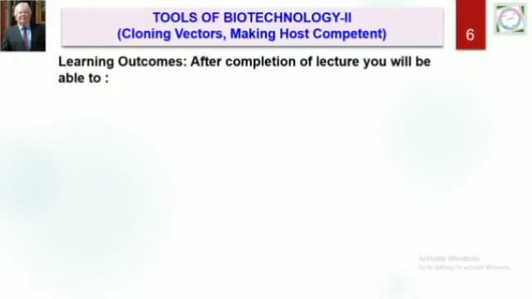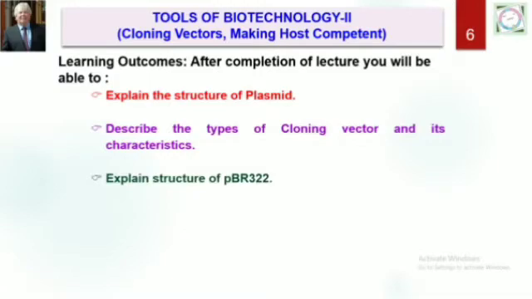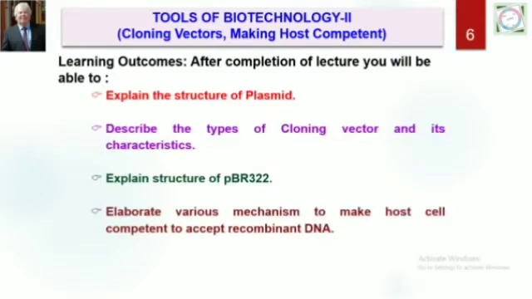After completing this lecture, you will be able to explain the structure of plasmid, describe the types of cloning vector and its characteristics, explain structure of typical cloning vector PBR322, elaborate the various mechanisms that makes a host cell competent to accept recombinant DNA.